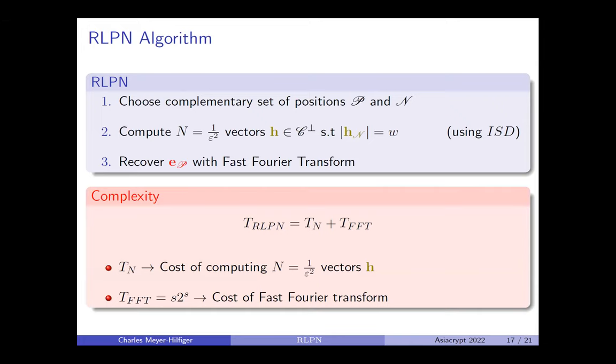So for our algorithm, we choose a set P and N, which are complementary, and we try to recover EP. We compute 1/ε² parity checks H of weight W on N. We do that using standard techniques that come from ISD, which I will describe later. And then you recover EP with the fast Fourier transform. Thus the complexity of your algorithm is just the cost of computing the parity checks plus the cost of the fast Fourier transform.